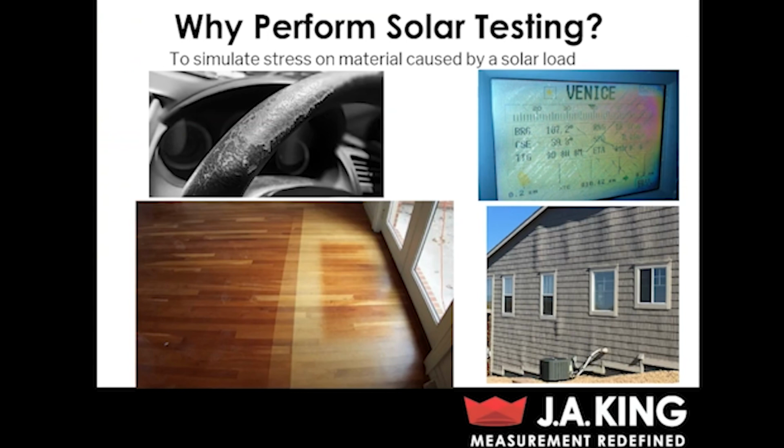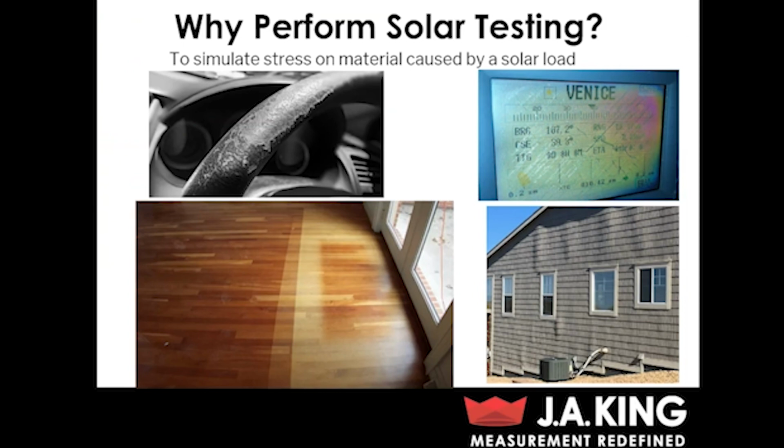And you can see I've included some examples here for some damage that we see caused by solar loads. Up in the top left-hand corner, you can see a steering wheel that's obviously gone through some cracking and embrittlement that's been caused by the sun. Another thing that we see quite often is color fade. So if you look in the bottom left corner, you can see a good example of sun that's come through the window and caused some color fade on those hardwood floors.